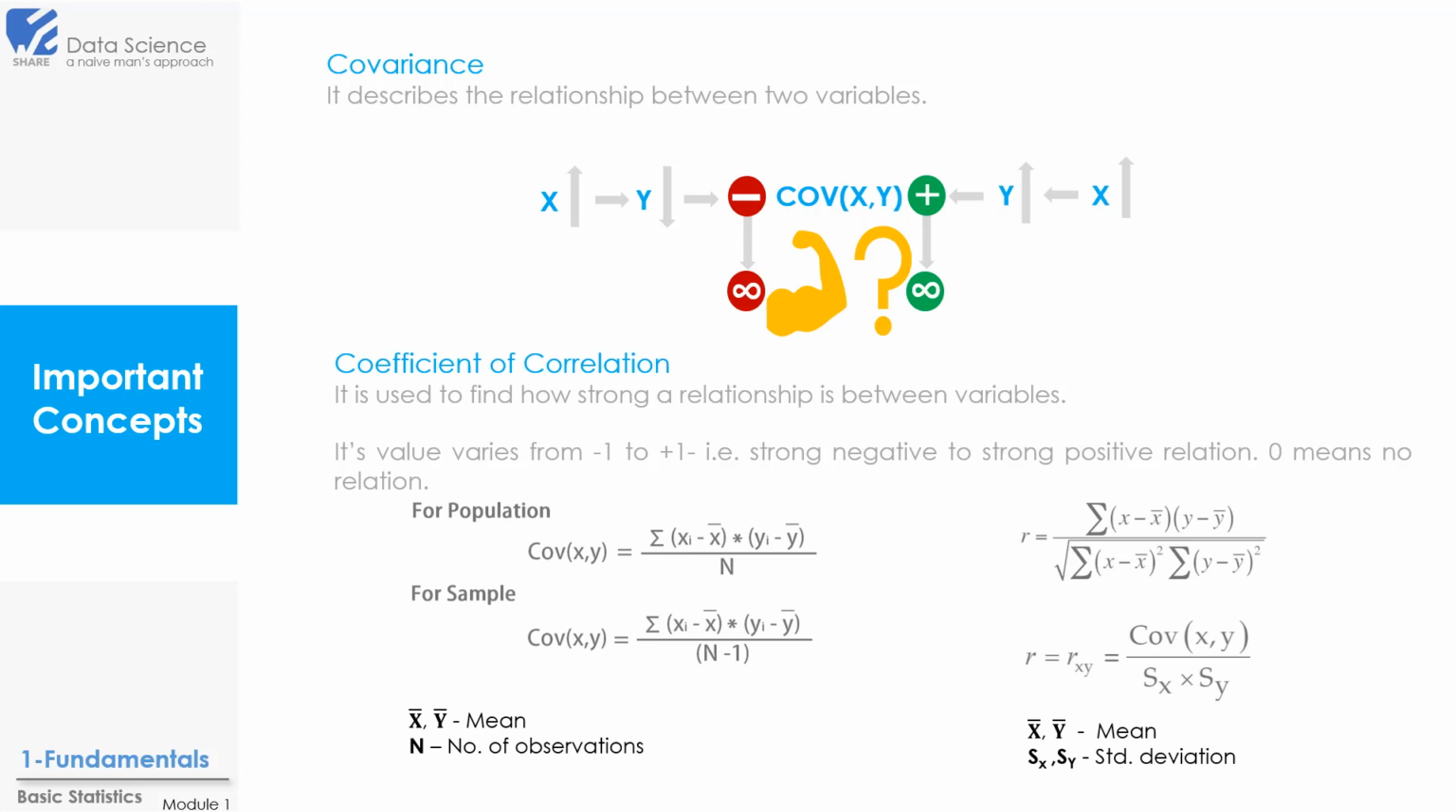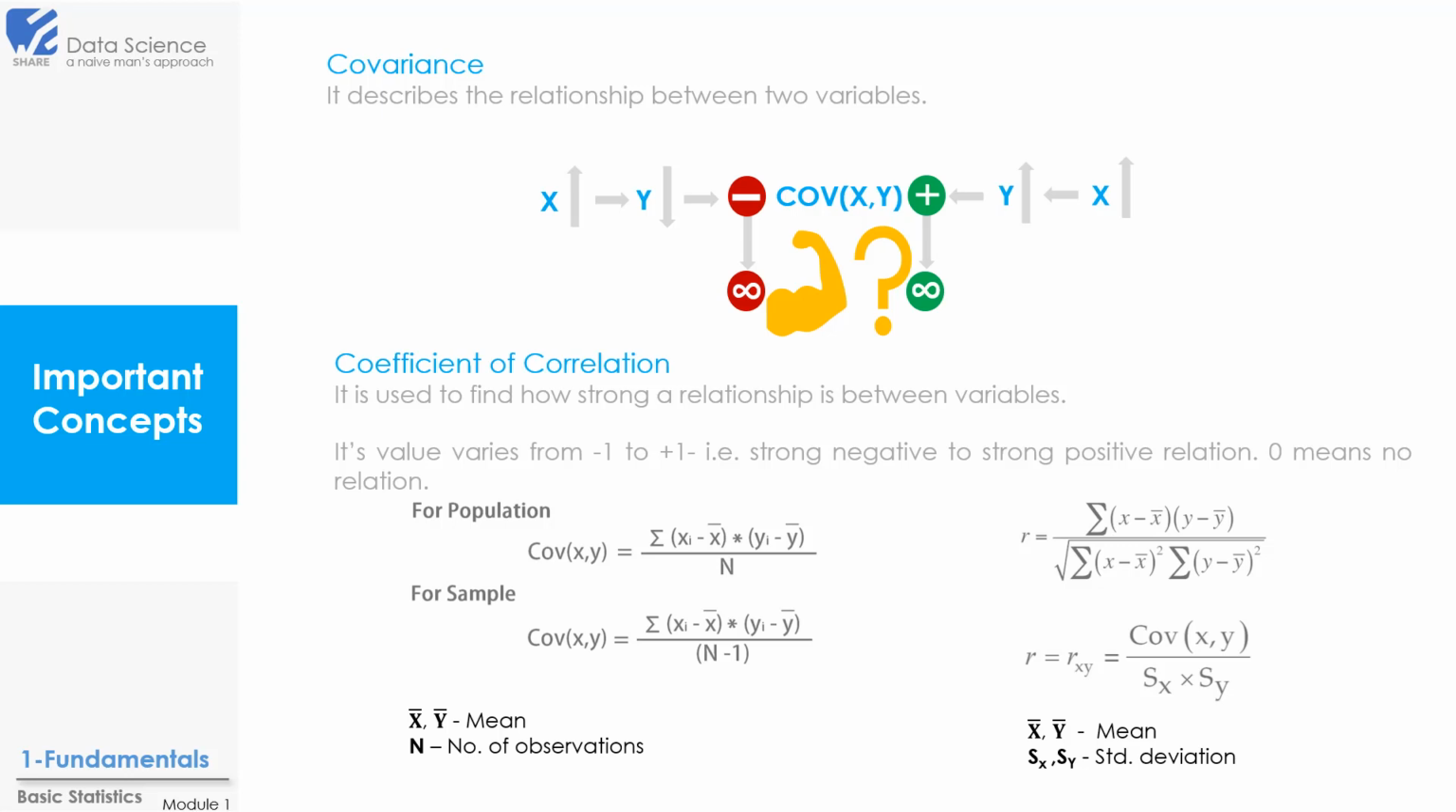Now the formula for COV, that is covariance, is given on the left hand side for population and sample respectively. And the formula for coefficient of correlation is given on the right hand side for population and sample respectively. Now you don't have to memorize these formulas, just take a look so that you are aware of it. All these calculations will be done by the software, so we should just be aware of these formulas.